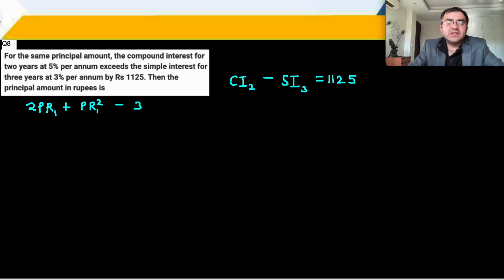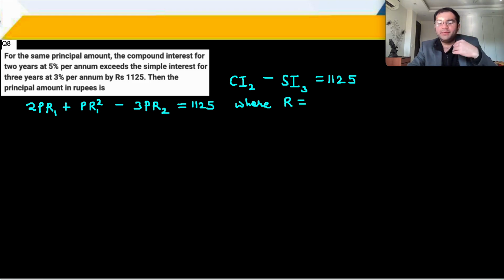And what is the interest for 3 years? Simple interest is PR, for 3 years becomes 3PR. And I'll write it as R2 to indicate a different interest rate of 3%, which is equal to 1125. And what is this R? Capital R is basically my abbreviation, short form for writing small r upon 100. It's just a notation, nothing technical or fancy about it.